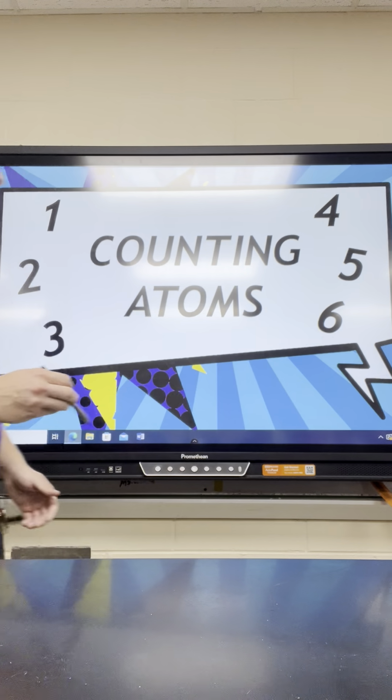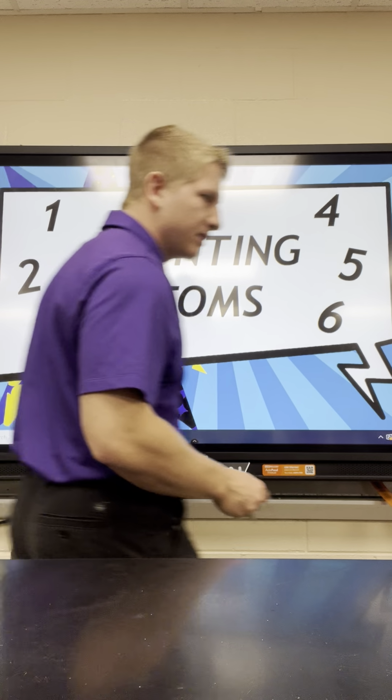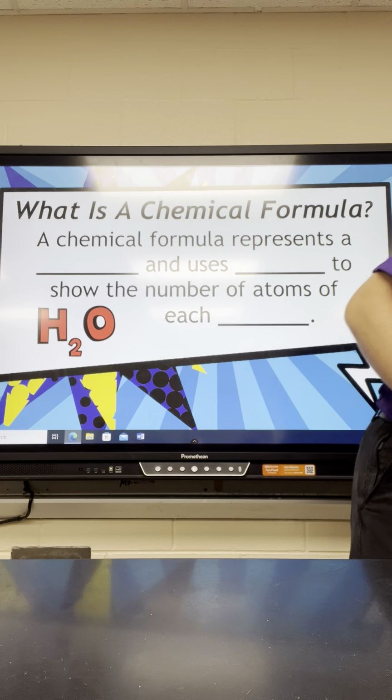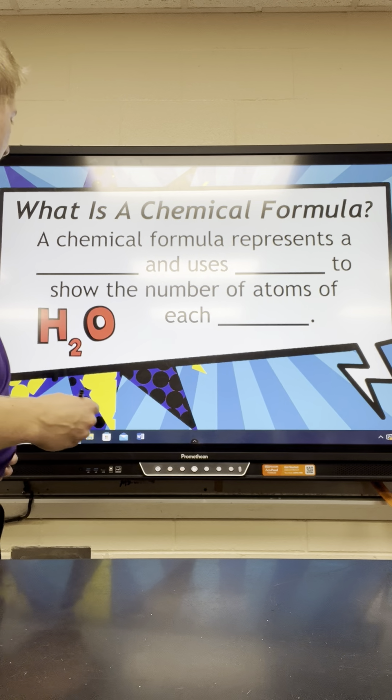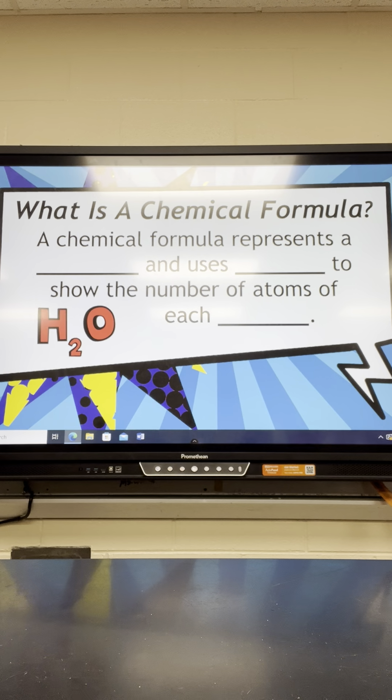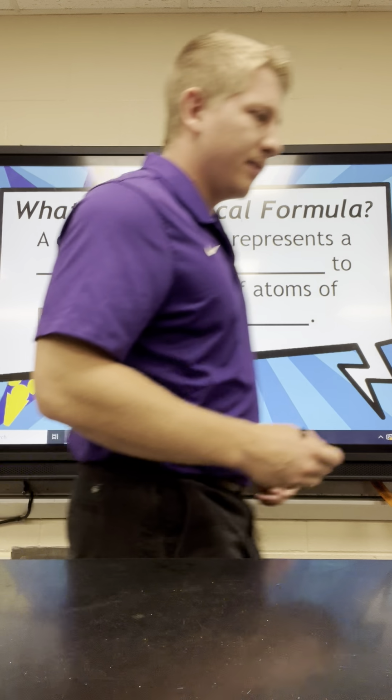All right, back to counting atoms. Slide down. All right, what is a chemical formula? A chemical formula represents blank and blank, and uses blank to show the number of atoms in each blank. Okay, so what's the difference between a molecule and an atom?